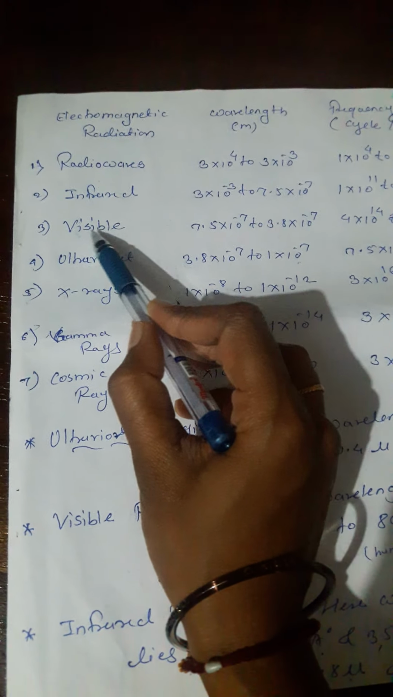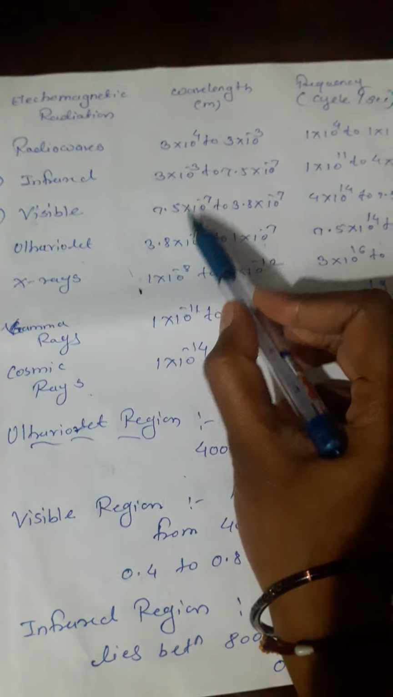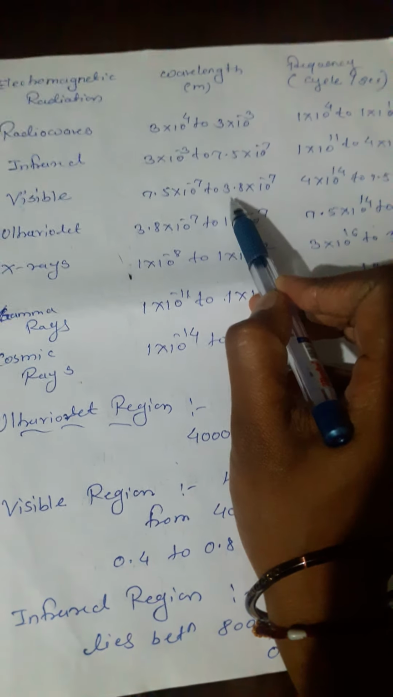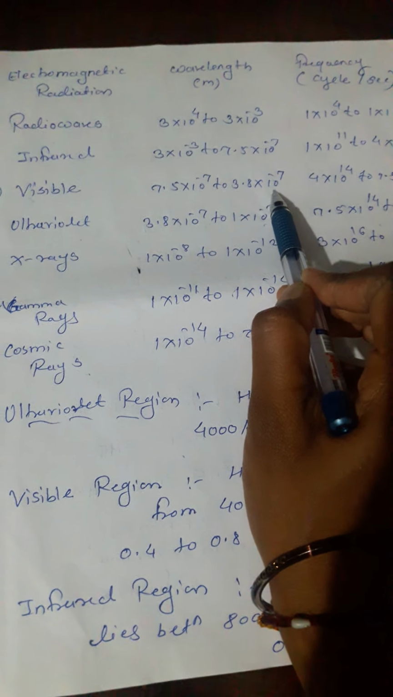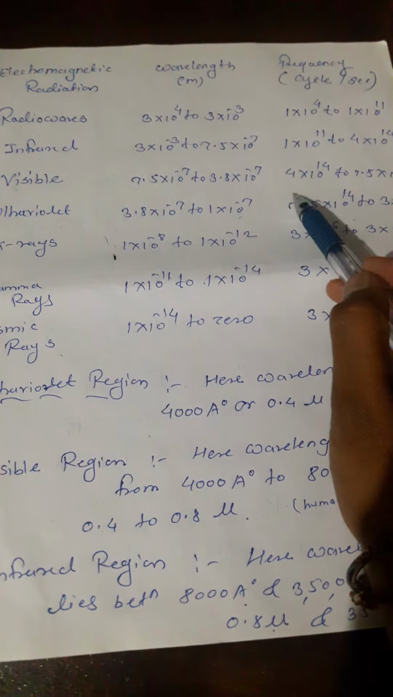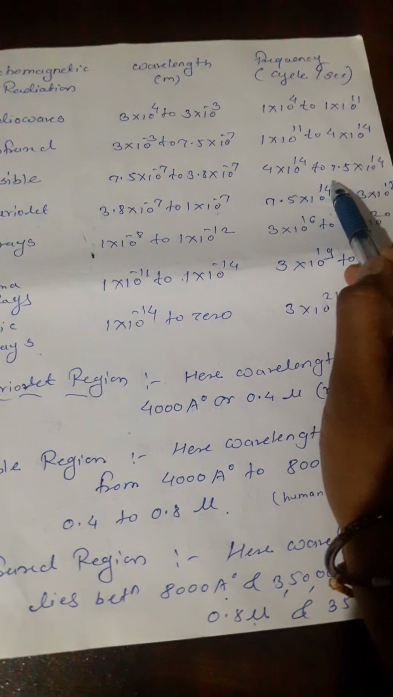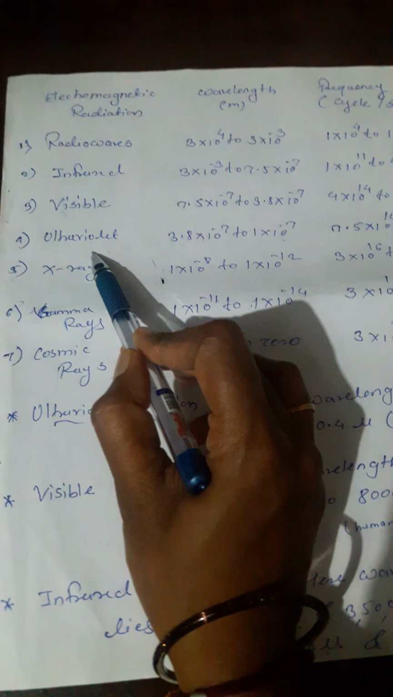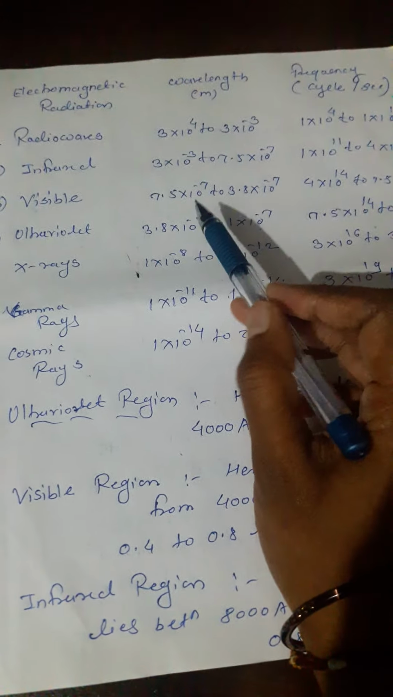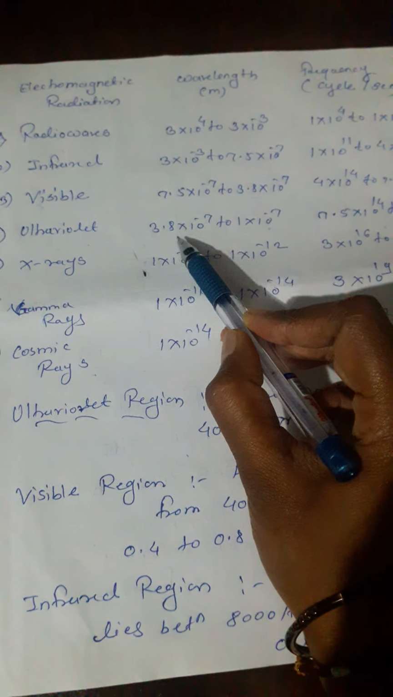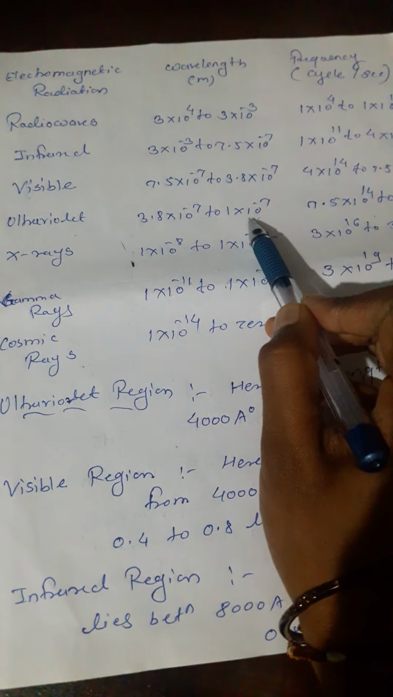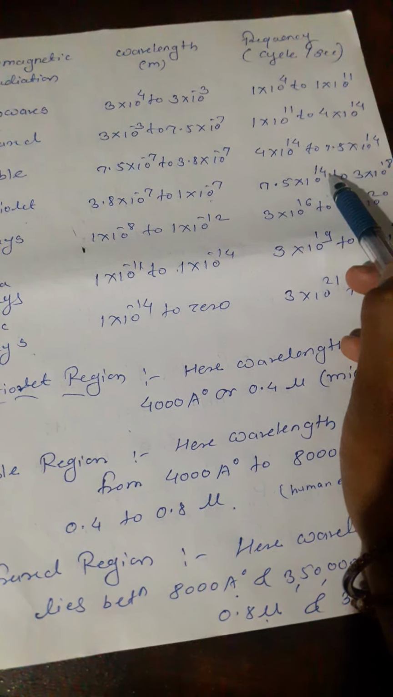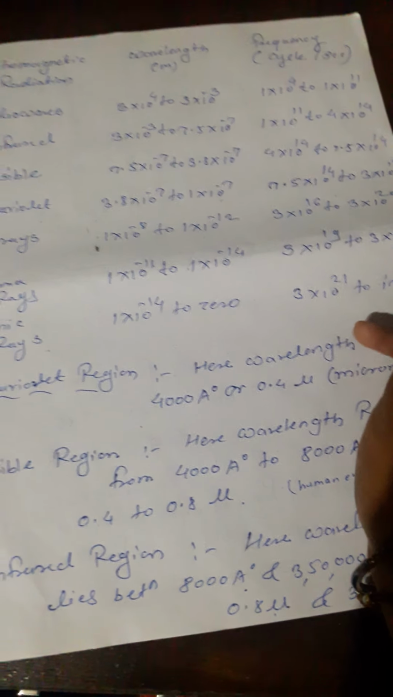The third one is visible. The wavelength range lies between 7.5 into 10 raised to minus 7 to 3.8 into 10 raised to minus 7, and the frequency 4 into 10 raised to 14 to 7.5 into 10 raised to 14. The next one is ultraviolet. The wavelength range is 3.8 into 10 raised to minus 7 to 1 into 10 raised to minus 7, and the frequency 7.5 into 10 raised to 14 to 3 into 10 raised to 18.